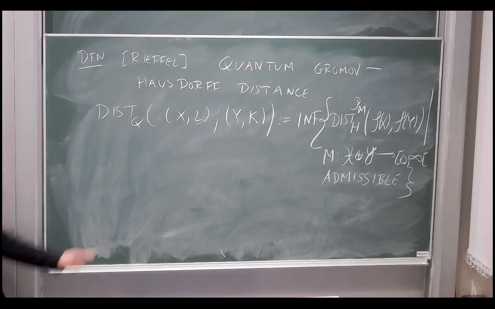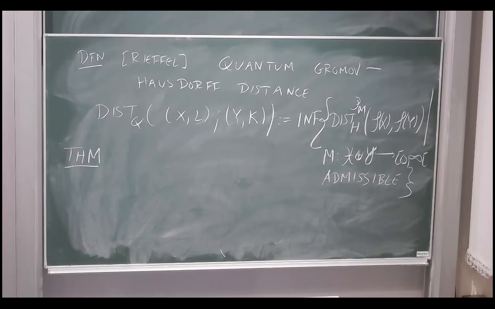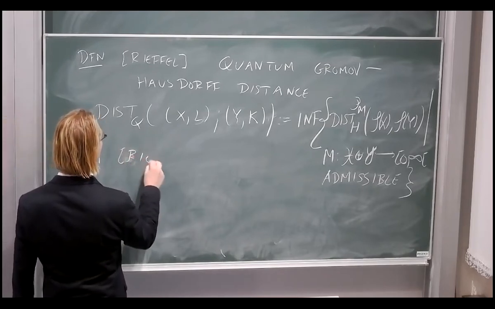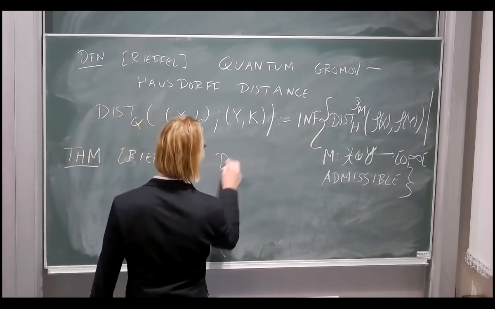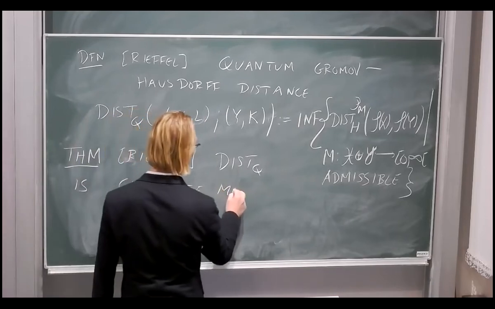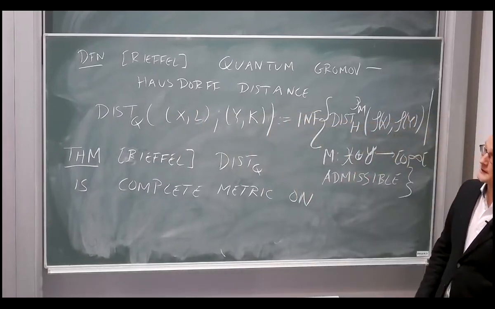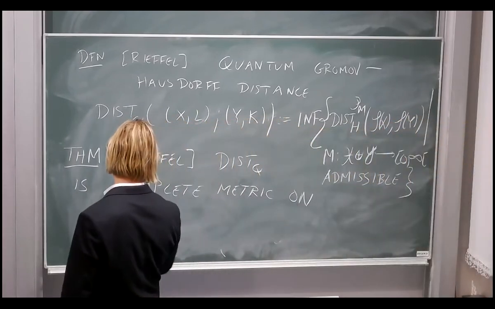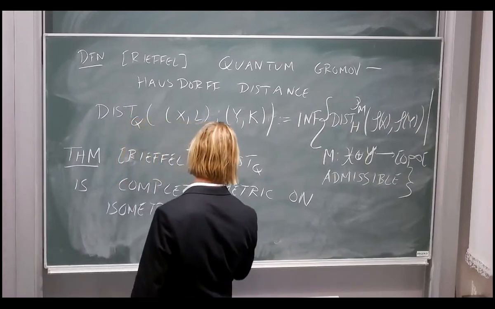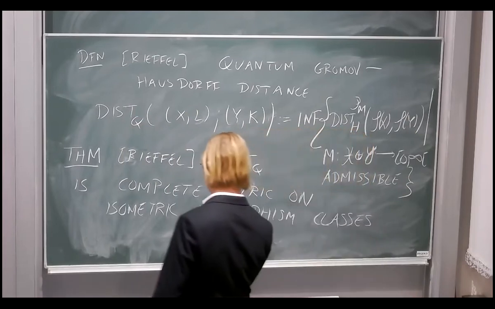I'll say the main theorem about this quantum Gromov-Hausdorff distance now. There's a theorem. It says that this quantum Gromov-Hausdorff distance is actually a complete metric. This is due to Rieffel also. So this Q here is a complete metric on isometric isomorphism classes of compact quantum metric spaces, or CQMS.